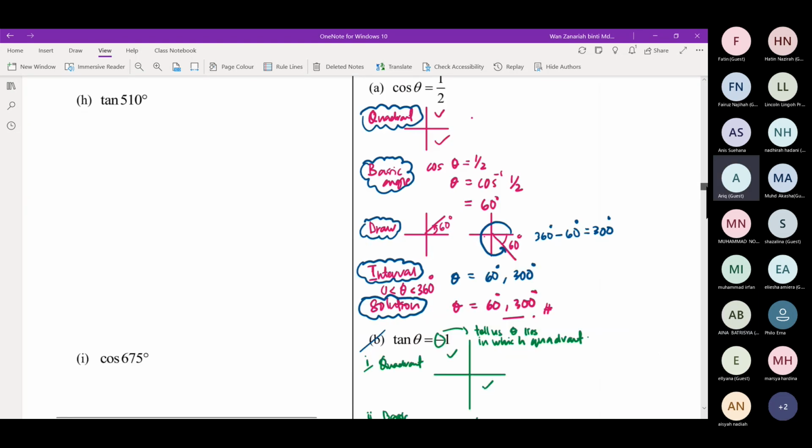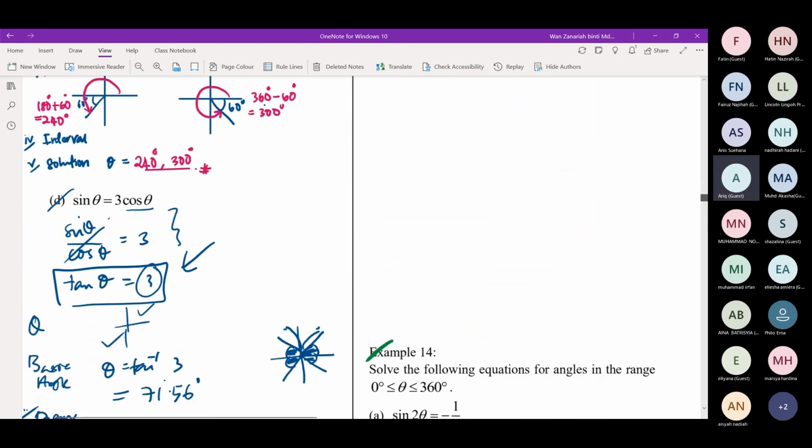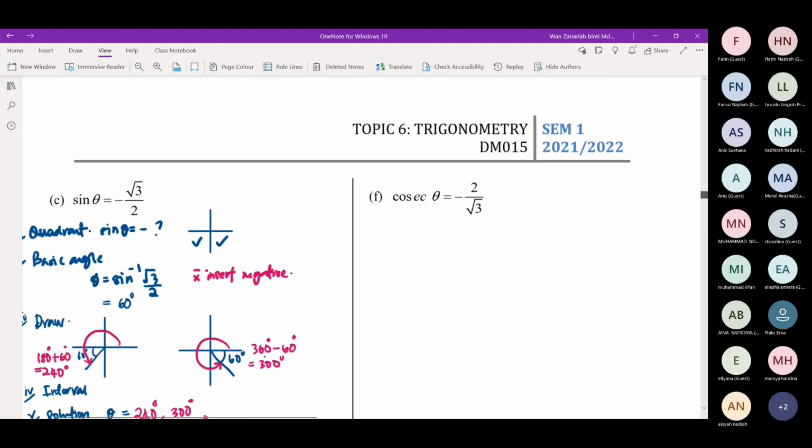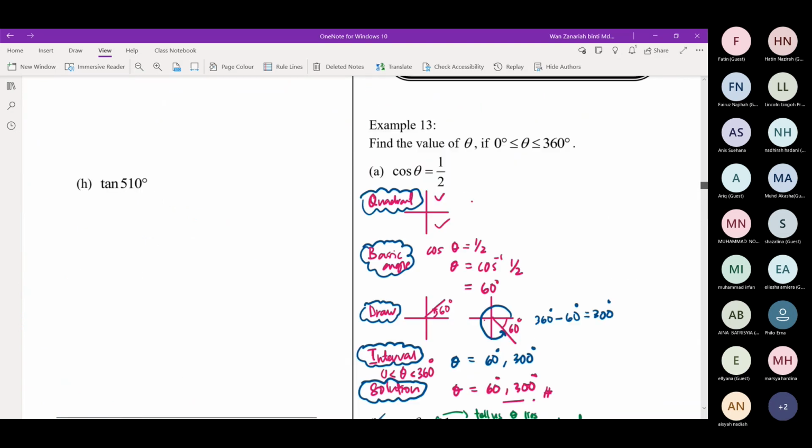Boleh ingat ke, sayang? Madam, boleh. I dah buat most of the questions sebenarnya dengan the other class. Okay, marilah I buat, mula-mula I explain dulu.